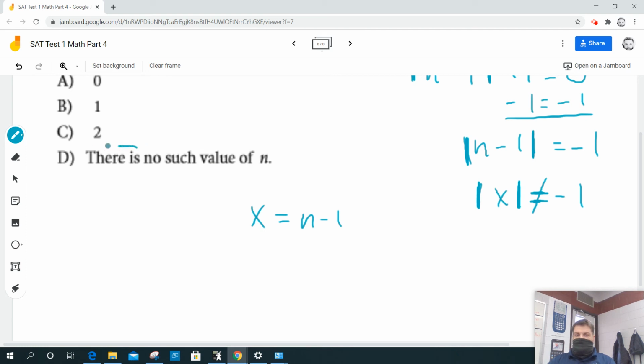So then the answer is D. There is no value for n because whether n is positive or negative, the only thing that might work is 0, but 0 is not a negative number. So there's no way that it will ever equal negative 1, ever.